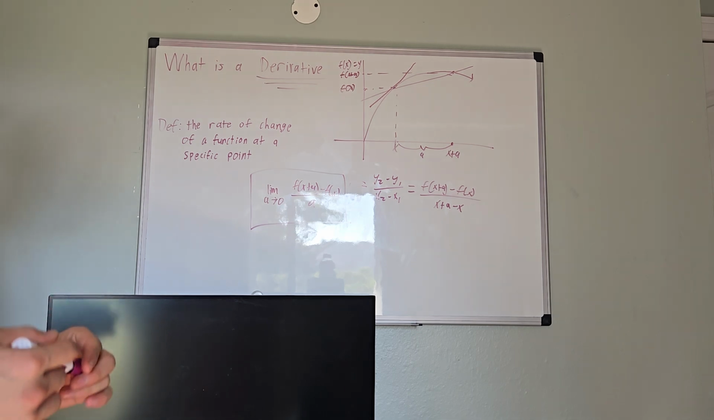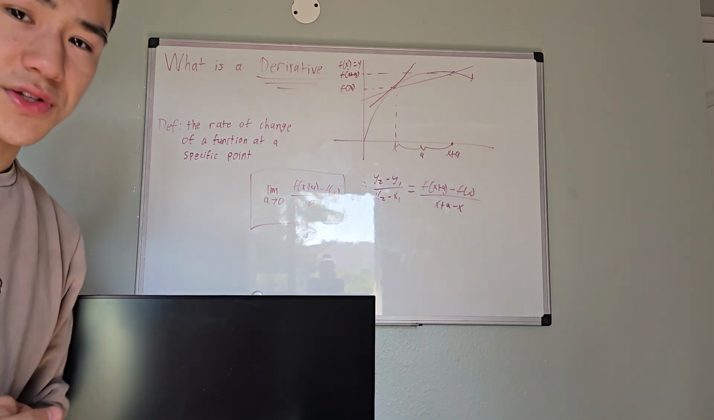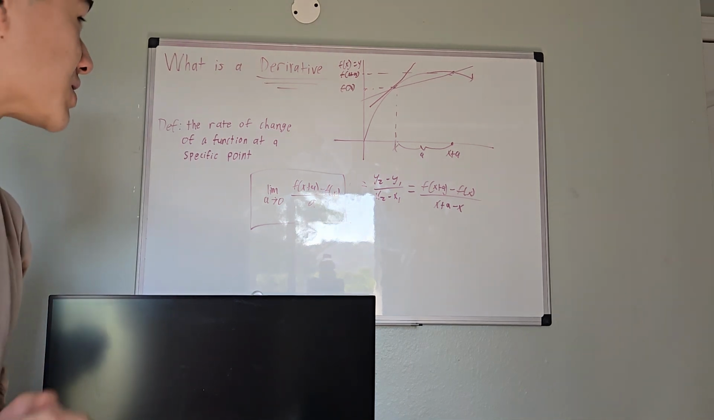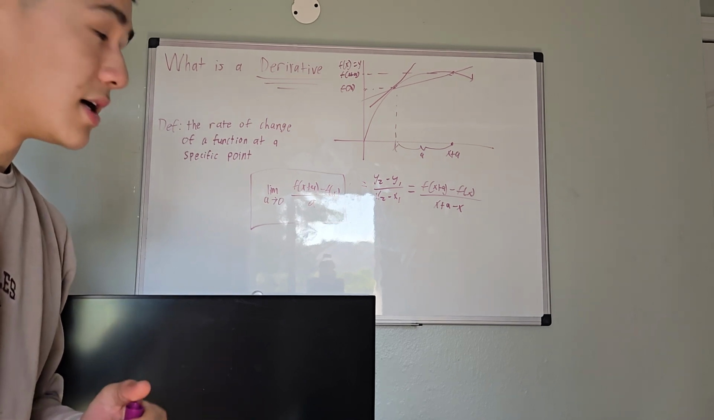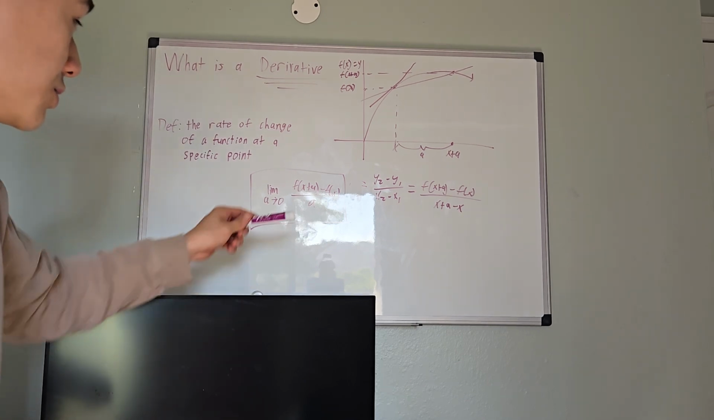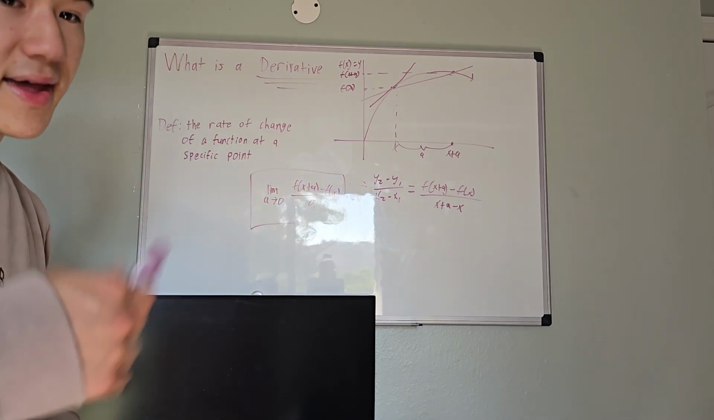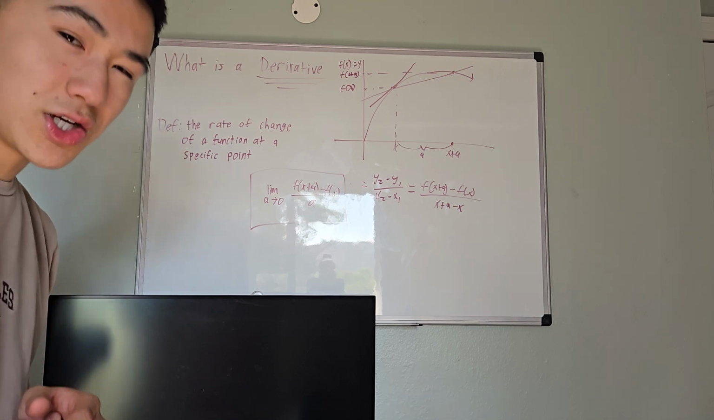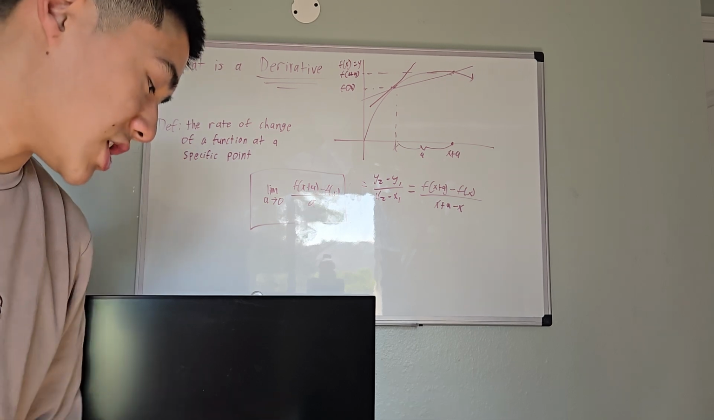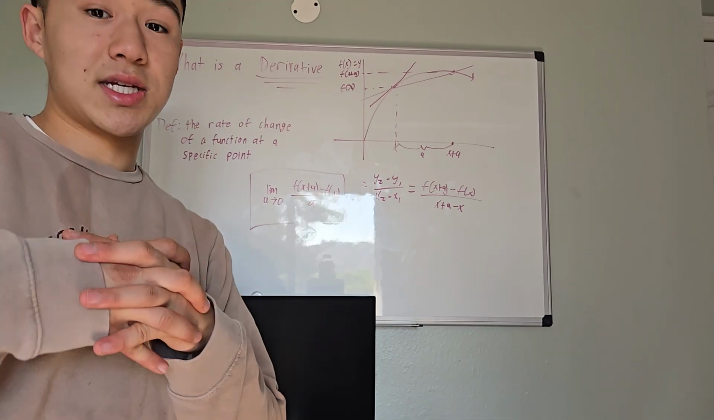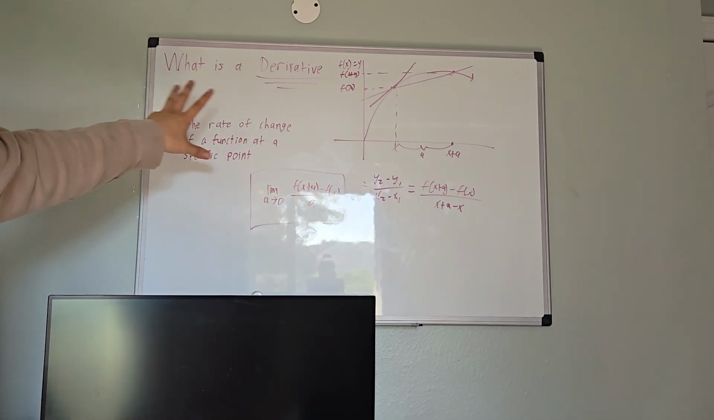So that's what a derivative is. Hopefully this video was helpful to you. If you want some practice problems on how to take derivatives and how to use this to take a derivative, and then how to use some easier ways to find a derivative, go ahead and check out the other videos on derivatives. But this is the textbook definition of what a derivative is.